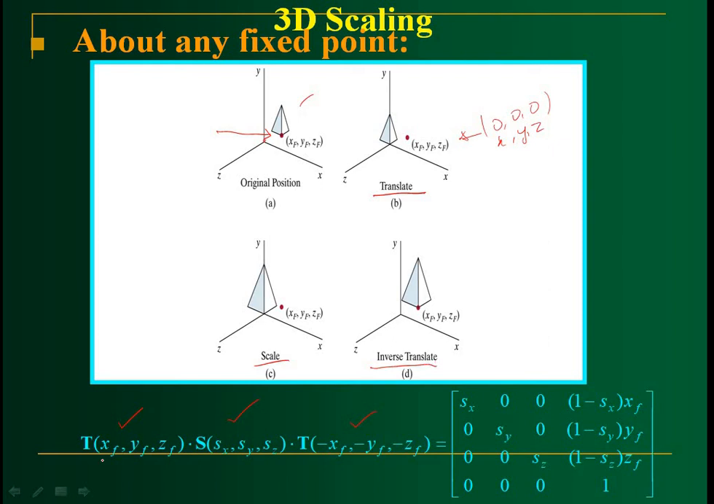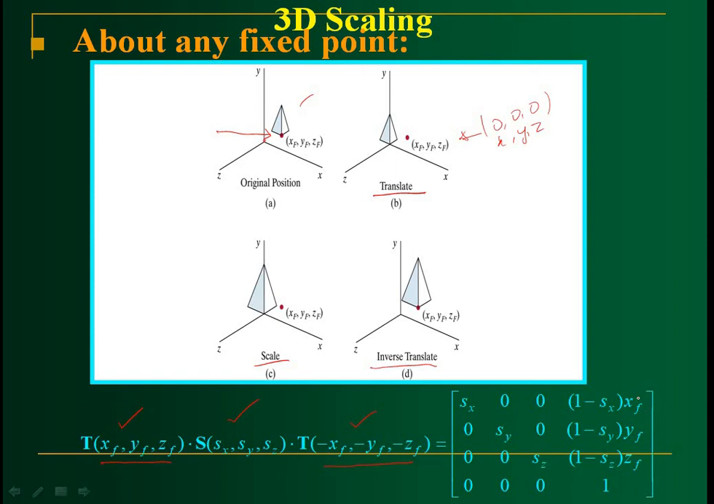So this is xf, yf, and zf for translating, and minus xf, minus yf, and minus zf for inverse translating. Whatever position we change will be reversed by this negative inverse. So in this particular case, we will have a scaling matrix like this: 1 minus sx times xf. This is for your translation.